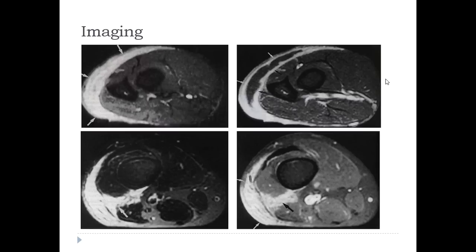Then you can look at this image. You can see there is enhancement. There is a whole thickening of the abdominal wall. This is the buttock, and you can see this spreading in the gluteal region. So this is a rapidly spreading infection.